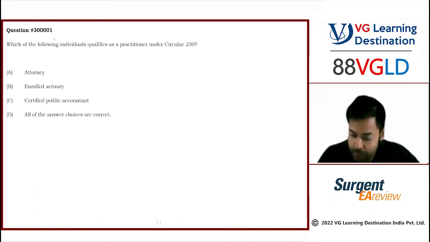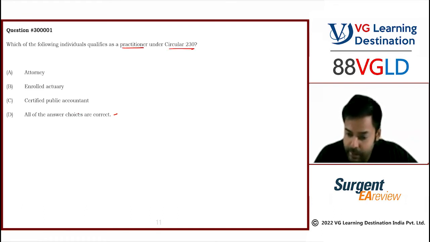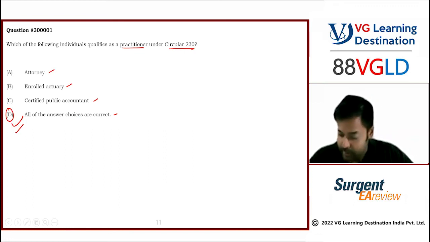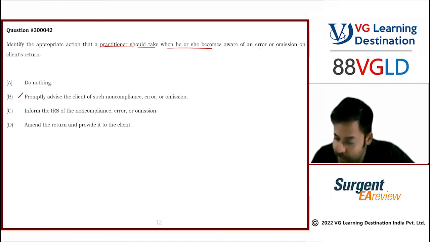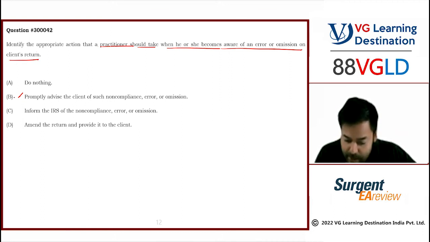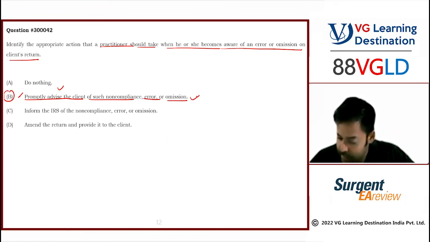Which of the following individuals qualify as a practitioner under Circular 230? Attorney, yes. Enrolled actuary, yes. CPA, yes. So yes, all of the following. Identify the appropriate action that a practitioner should take when he or she becomes aware of an error or omission. In this case, promptly advise the client of such non-compliance, error, or omission. Absolutely correct.